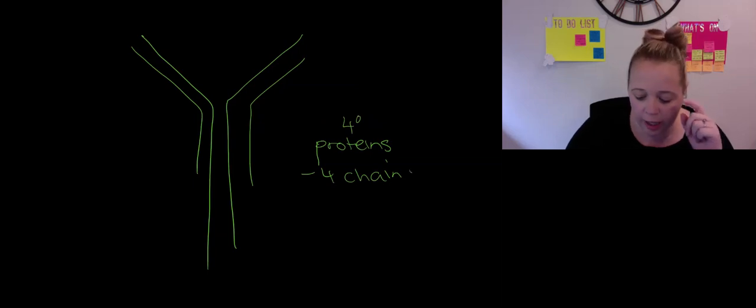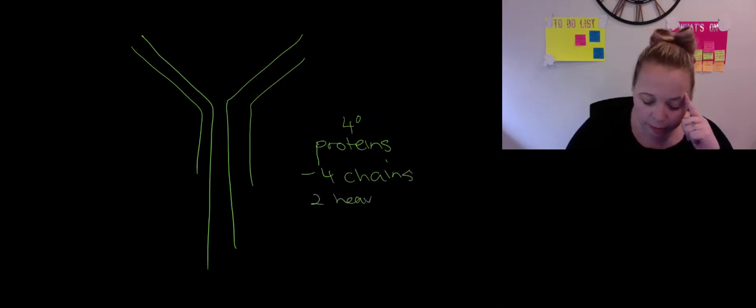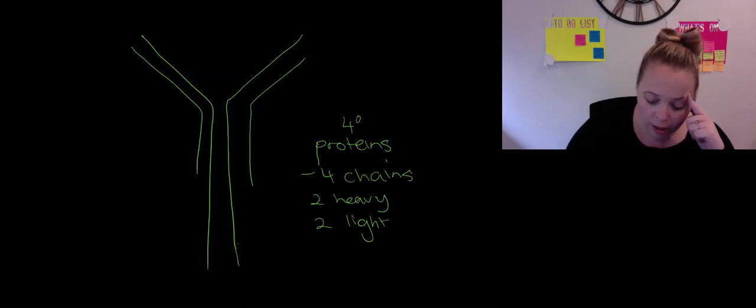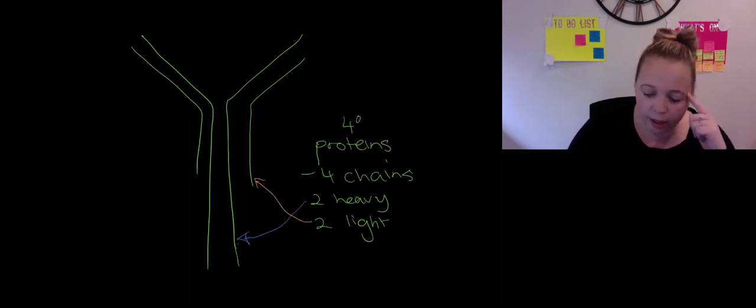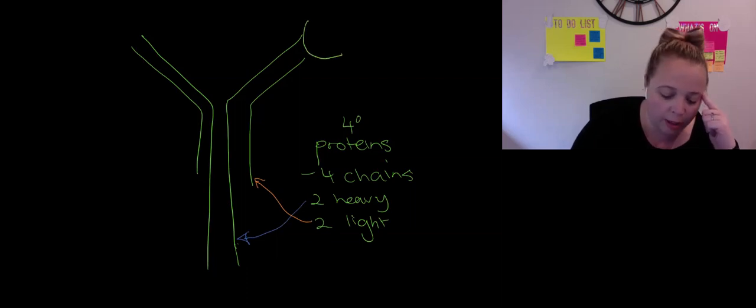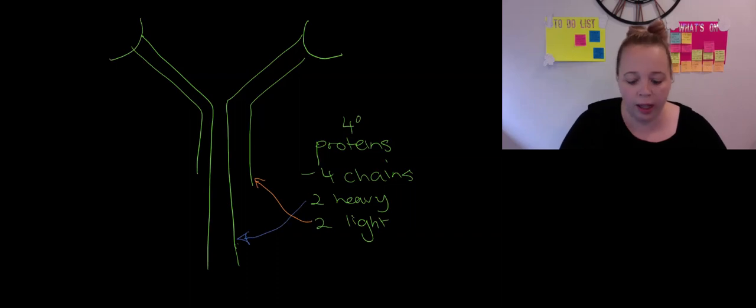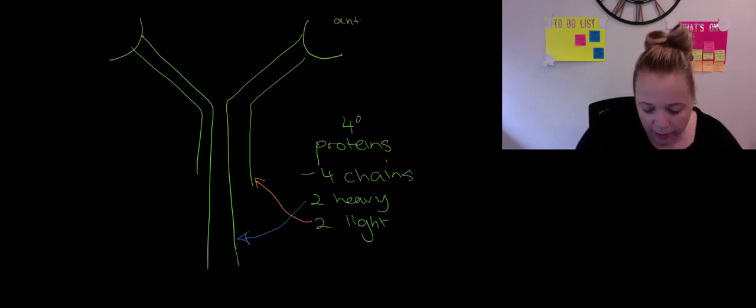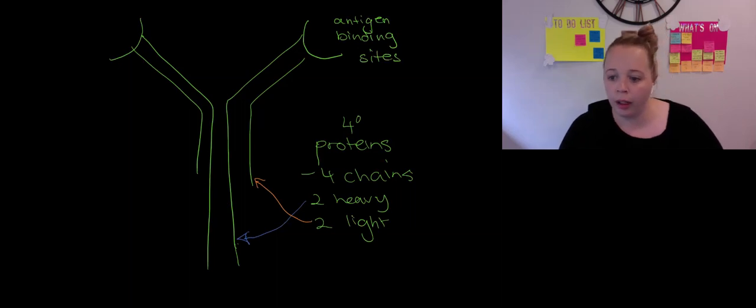They have 4 chains. They have 2 heavy chains and 2 light chains. Now the heavy chains are obviously my long chains. They're these guys here. And the light chains are these guys here. Now the other thing that we have on an antibody is we have 2 of these bits up here. And they are called your antigen binding sites. Okay, so there you've got your antigen binding sites. You've got 2 of those.